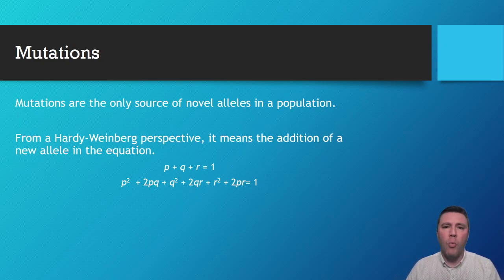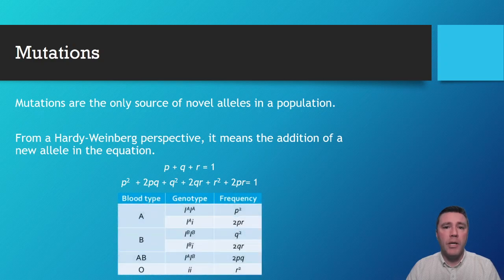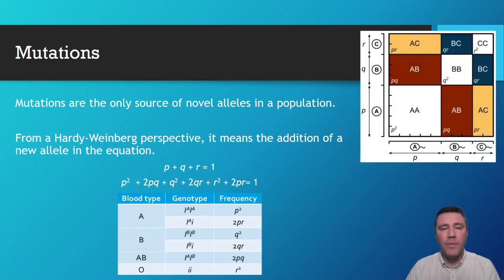A great, well-known real-world example is human blood types. In this case, the P and Q represent equally codominant alleles, A and B, and the R represents the recessive O allele. Each of the genotypes has a corresponding variable for its frequency in a population.